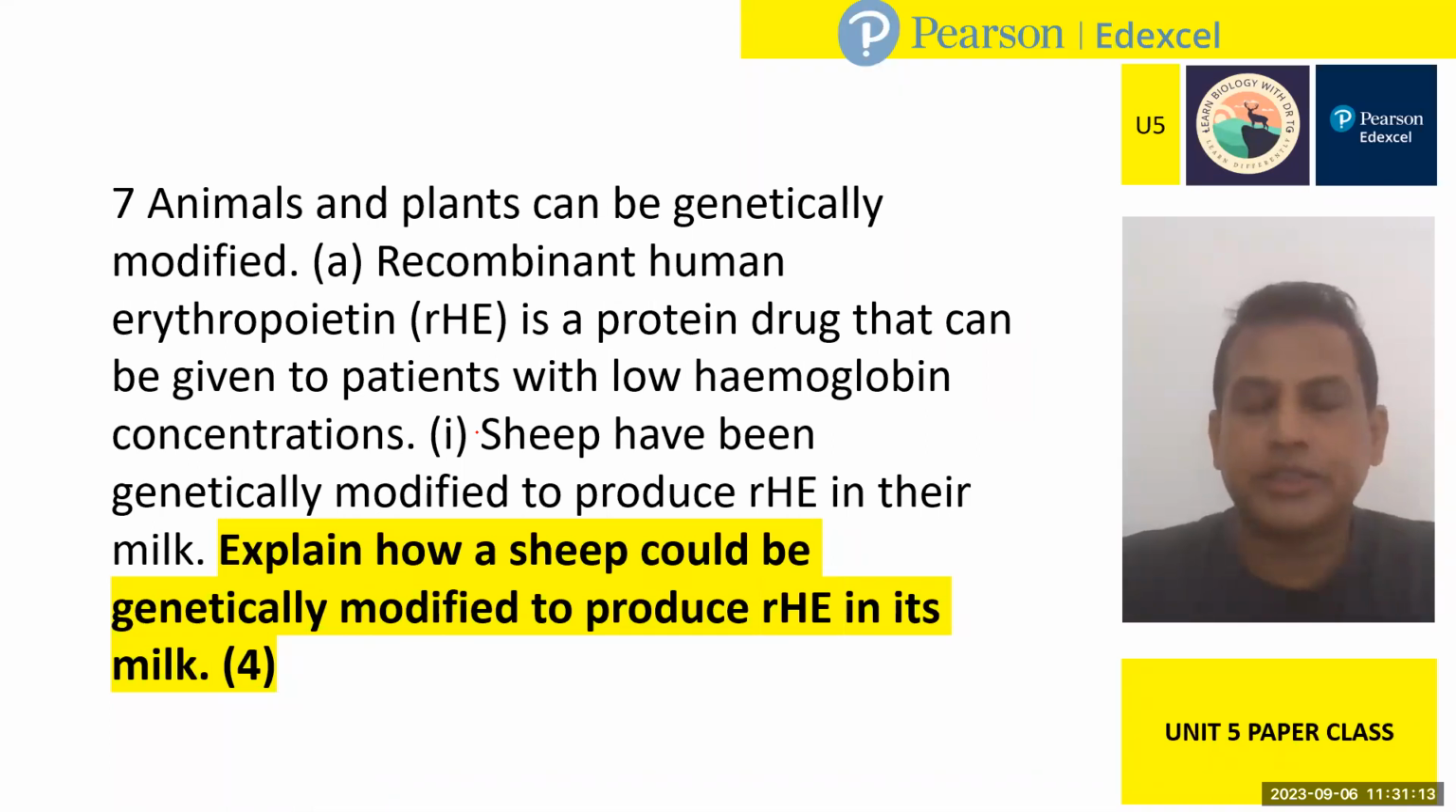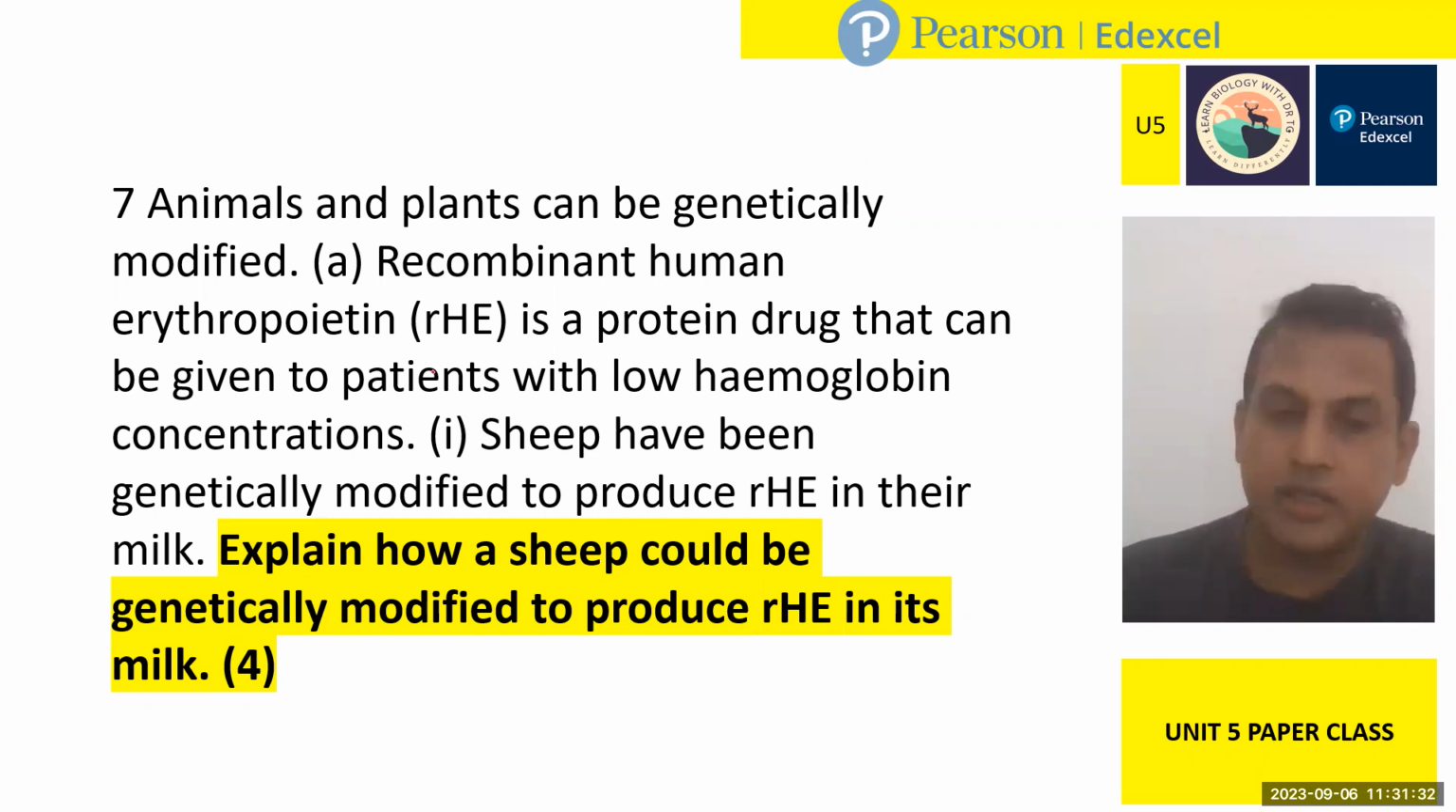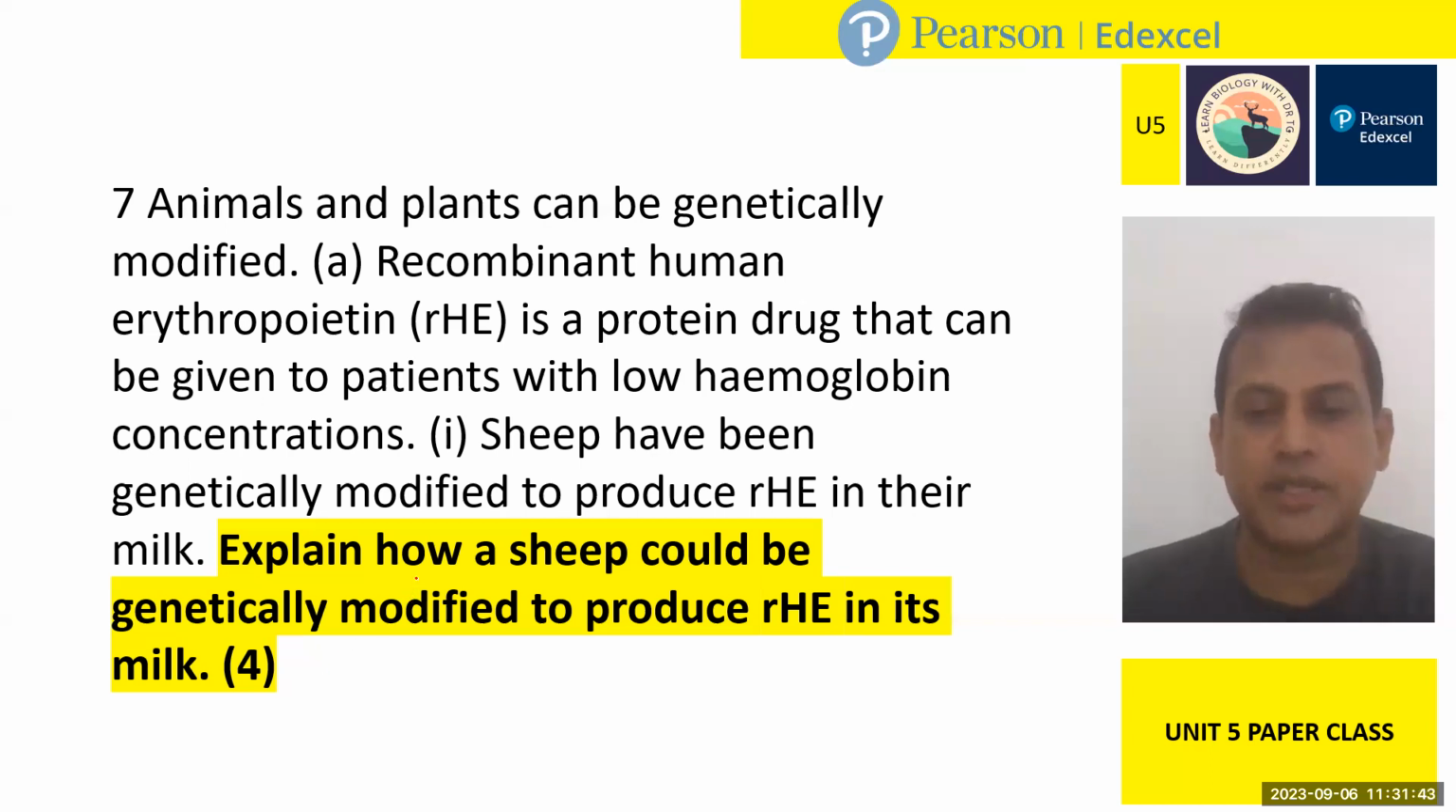is about genetic engineering, and it says animals and plants can be genetically modified. Recombinant human erythropoietin is a protein drug that can be given to patients with a low hemoglobin concentration. Sheep have been genetically modified to produce recombinant human erythropoietin in their milk. Explain how a sheep could be genetically modified to produce RHE in its milk.